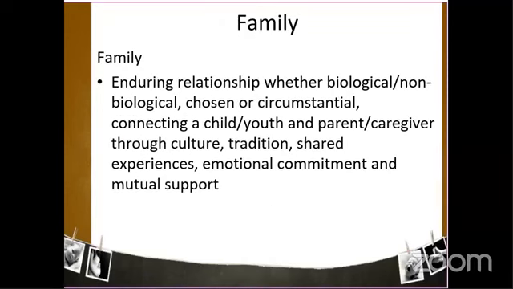So family, another definition that maybe we can add to whatever we have, with the other three summarized together, is an enduring relationship, whether biological or non-biological, which we talk of as adoption, chosen or substantial, connecting a child, a youth, a parent, a caregiver through culture, tradition, shared experiences, emotional commitment, and mutual support. So it's just the three and those that you gave me that are summarized in this slide.